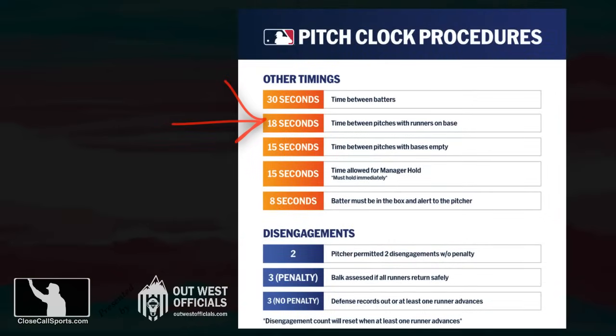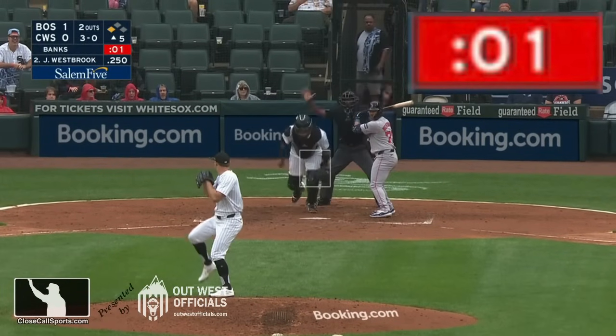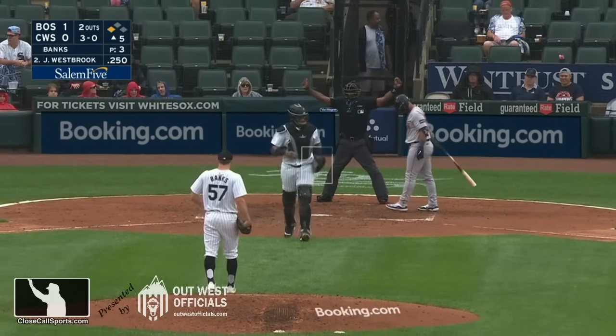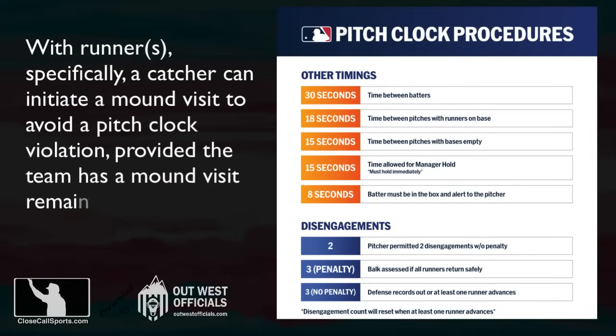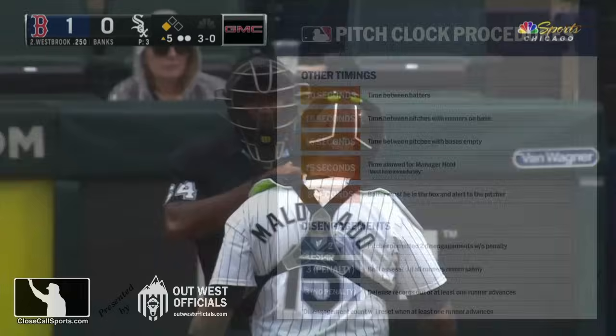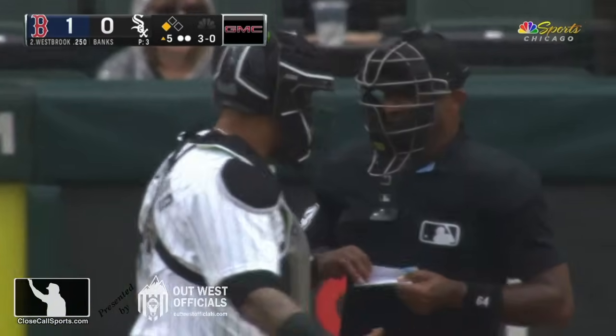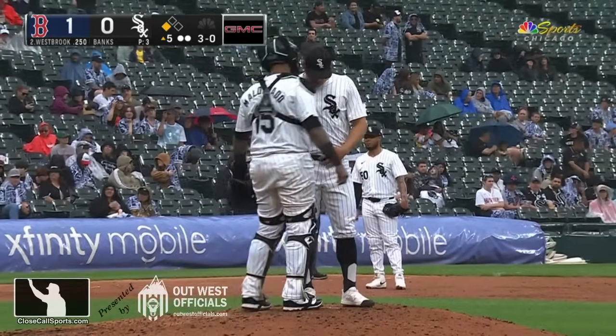18-second clock with a runner on base. What Maldonado sees is the clock running out, and he sprints out to try to get a mound visit or disengagement charged. With runners, a catcher is allowed to do this. They can initiate a mound visit, and it is charged as both a disengagement to the pitcher and a mound visit. Maldonado comes back to the plate. Porter says, well, whether you go out there or not, I'm charging you with a mound visit and a disengagement.